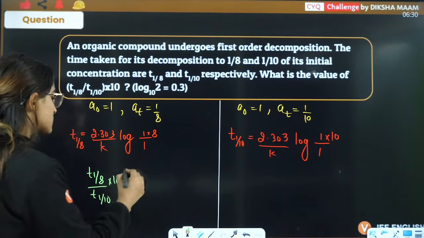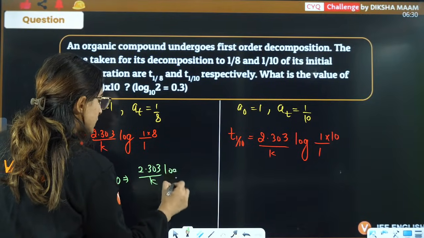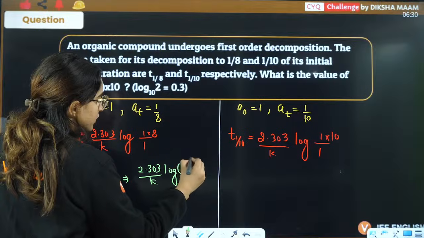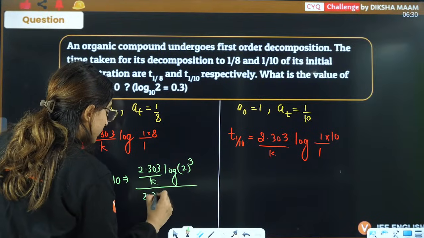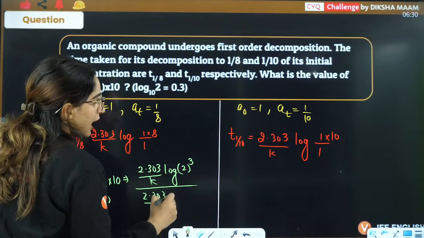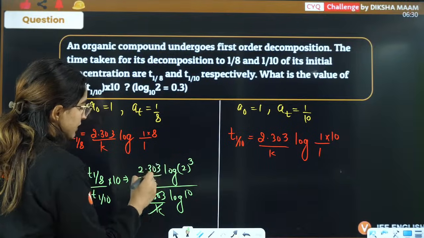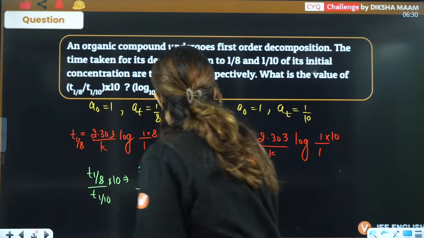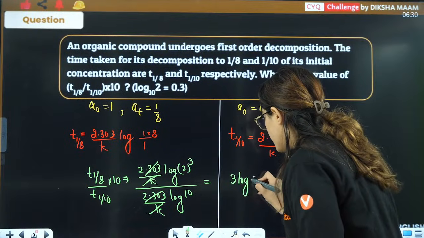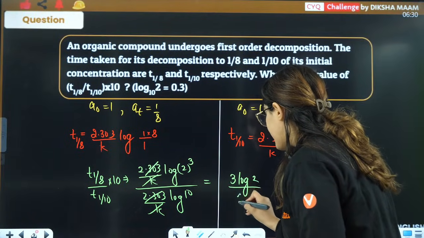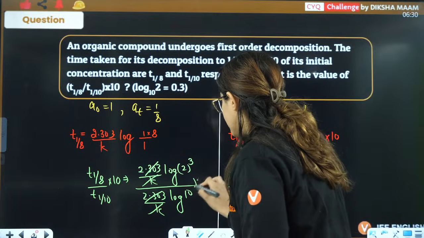So this is 2.303 by K log of 2 cube. What is 8? That is nothing but 2 cube. This is 2.303 by K, and log of 10 is 1 only, isn't it? Log of 10 is 1 only. So this will come in front, so this will become 3 of log 2, and this will become log of 10, that is 1 only, and this whole is multiplied by 10, right?